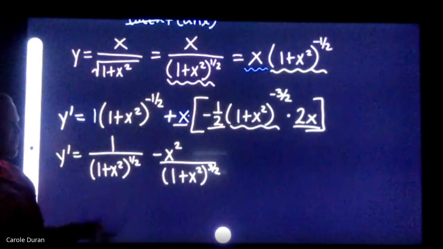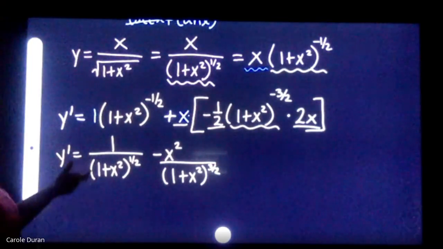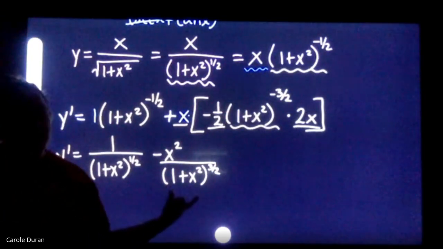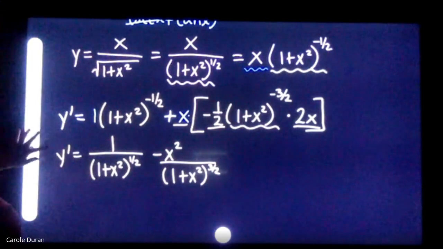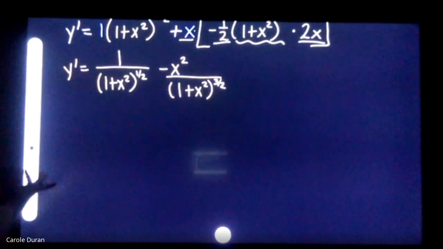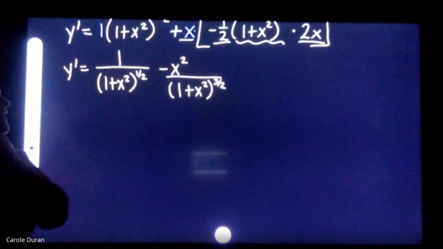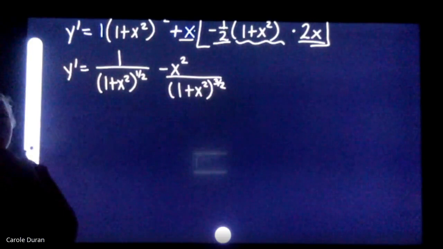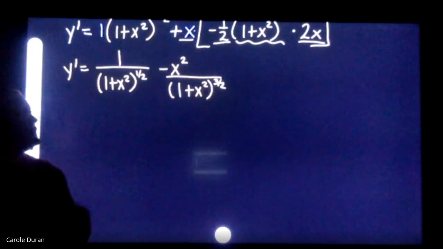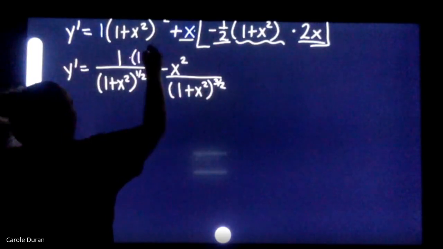So now I have 2 fractions. I can't do anything with them currently because they have 2 different denominators. This one is (1 plus x squared) to the positive 1/2. This one is (1 plus x squared) to the positive 3/2. So if I want to simplify it farther, I need to make them have the same denominator, which I can easily do. I can't make this one smaller, but I can make the first one bigger. So what do I need to multiply 1/2 by, or add to 1/2 to get it to 3/2? I need to add 1 whole to it. So I need to multiply both the numerator and the denominator of this first fraction by 1 plus x squared.